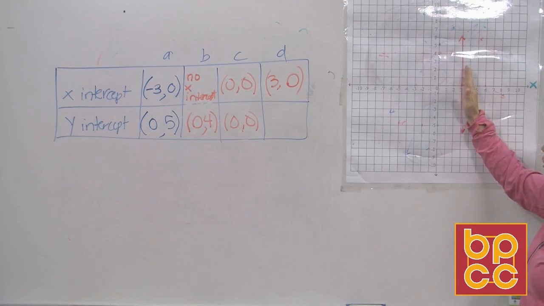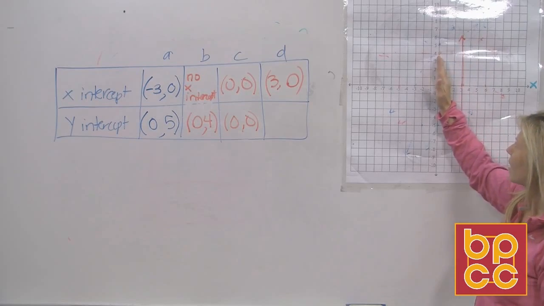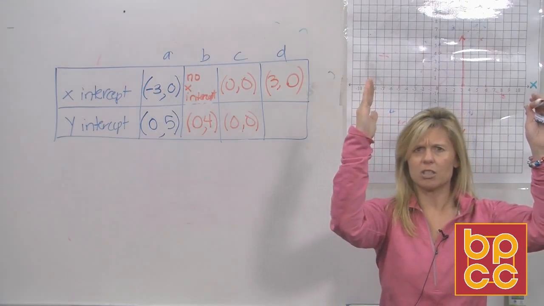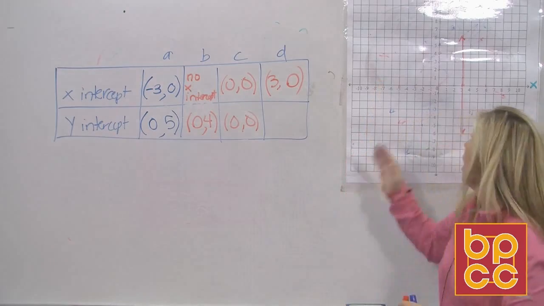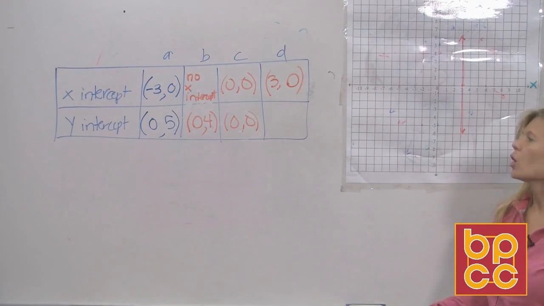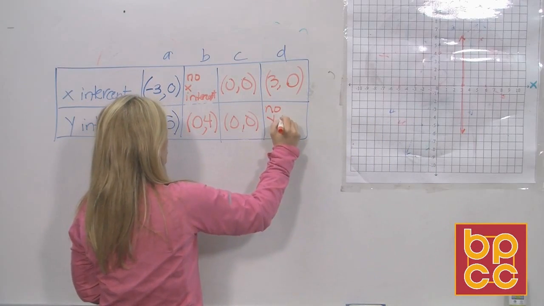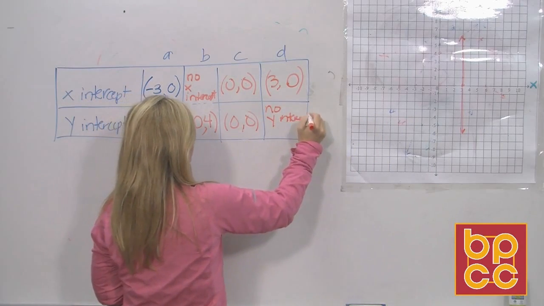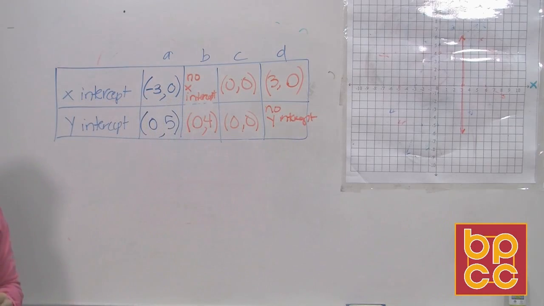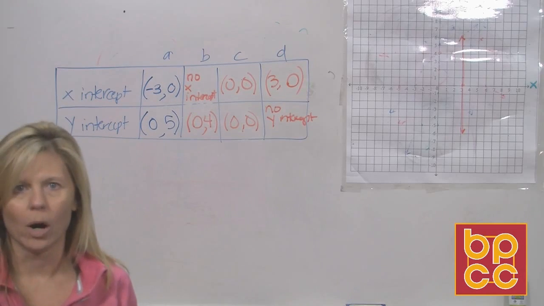Now, does a vertical line have a y-intercept? Does this line touch the y-axis? No way. They're side by side. They're parallel. A vertical line will never touch the y-axis. So what are we going to say about its y-intercept? There is none. No y-intercept. So what I want you to get out of this right now is to understand what the definition of an intercept is and why some lines have both intercepts and some only have one.